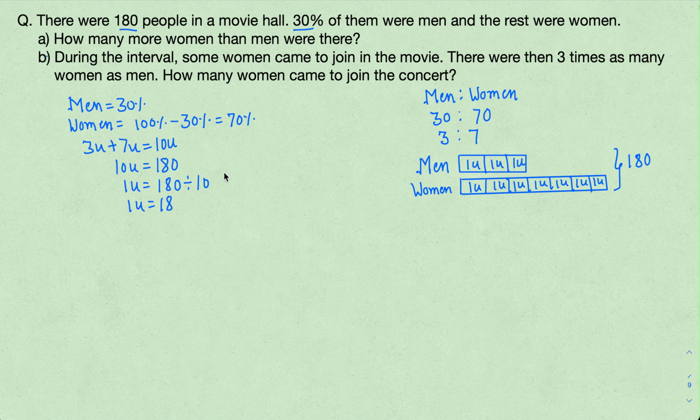Now let's read part A first. How many more women than men were there? See, there are many ways to find it. Since now we have how much 1 unit is, you can of course find the number of men, that is 3 units, and then the number of women, which is 7 units, and then subtract one from the other. But the easier way would be to just look here: the number of men is 3 units, the number of women is 7 units. So what's the difference in terms of units? You can clearly see here it's 4 units.